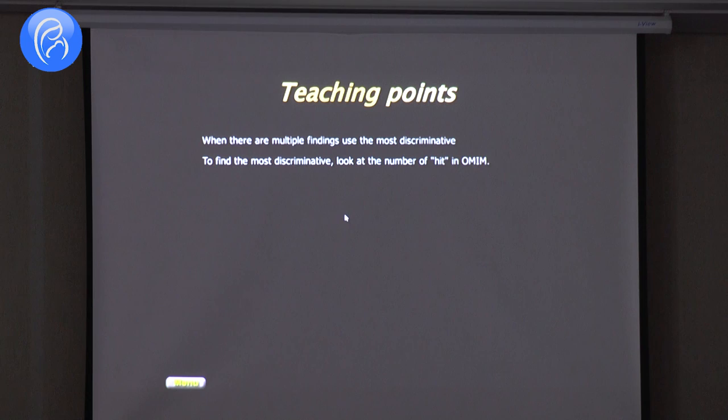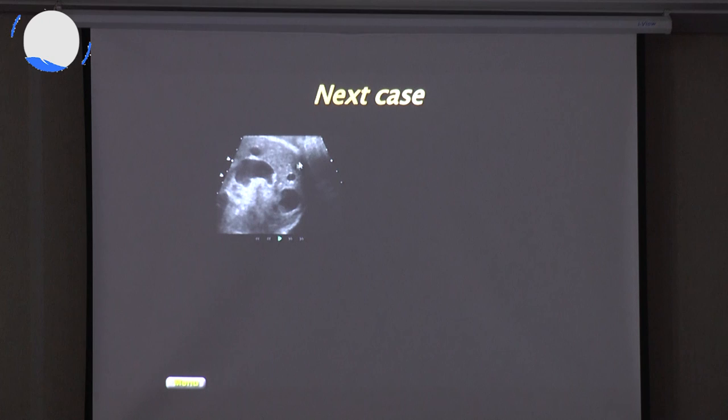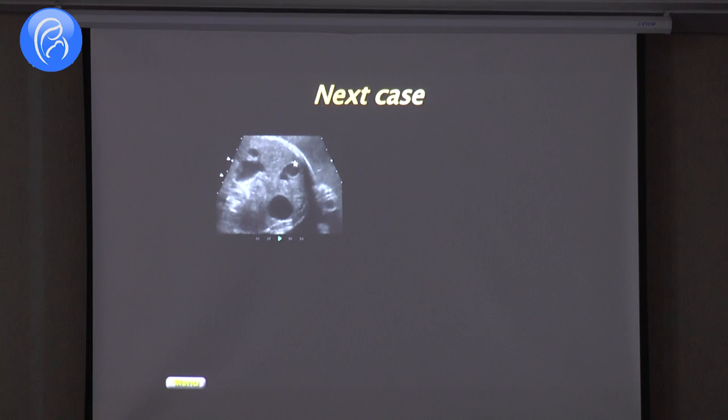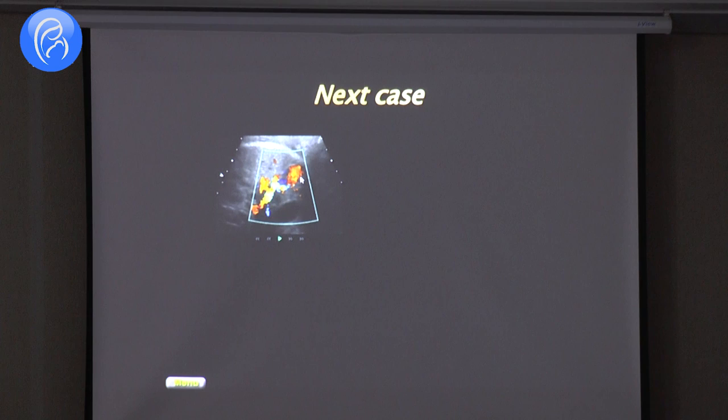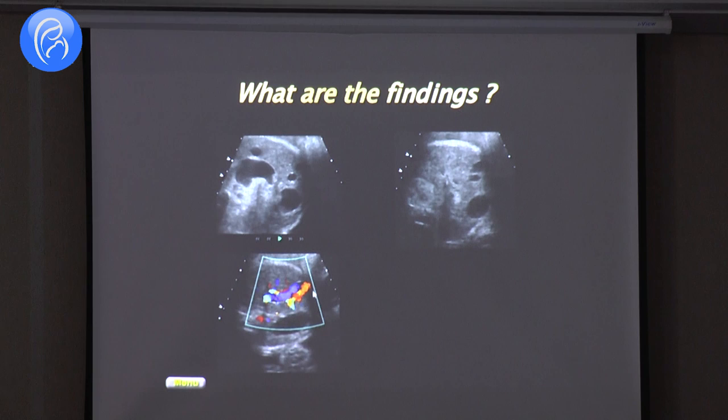Here's another difficult case. I want to see how many vessels are in the umbilical cord. This baby has the retrusor, and I want to see how many vessels here. So it looks like one, it looks like two, it's not very sure. What do we do? We put color Doppler. And when we put color Doppler, how many colors do we see here? One or two? Two colors, a blue one and a red one, okay? So the findings here are this image, this color Doppler, and this image here.